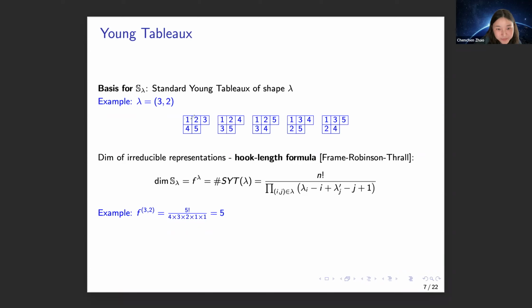So for instance, we consider the length of this hook for 1 is 4. And for this 2, the hook through 2 has a length of 3. And so the denominator is just the product of all those hook lengths. And in this case, it's 5 factorial over 4 times 3 times 1 times 2 times 1.